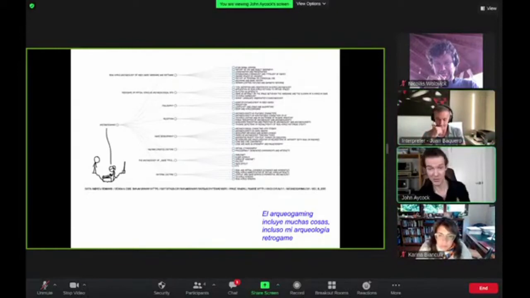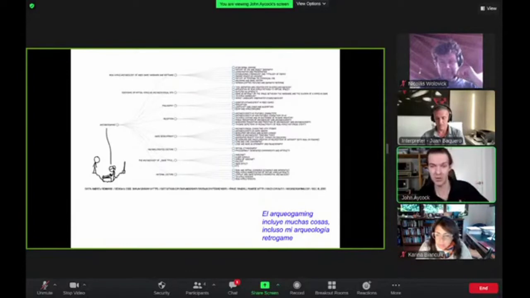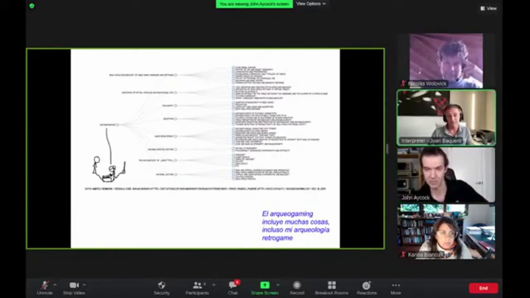It includes what I was doing, studying the implementation of old games. In other words, it wasn't a matter of how retrogame archaeology and archaeogaming differed. Archaeogaming had room to include retrogame archaeology. E incluye también lo que yo estaba haciendo, que era estudiar la implementación de estos antiguos juegos. Es decir, que la arqueología del retrojuego está incluida en el archaeogaming.